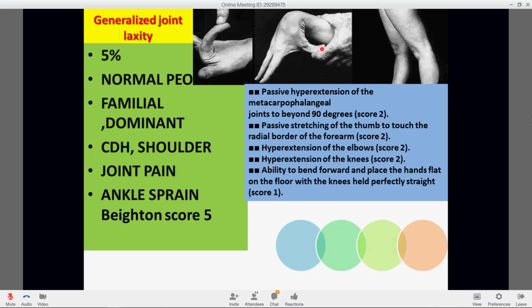We give him 2. Hyperextension of the elbow, 2. Hyperextension of the knee. As you can see here, we give him 2. Ability to bend forward and place the hands flat on the floor with the knees held perfectly straight. We give him 1.